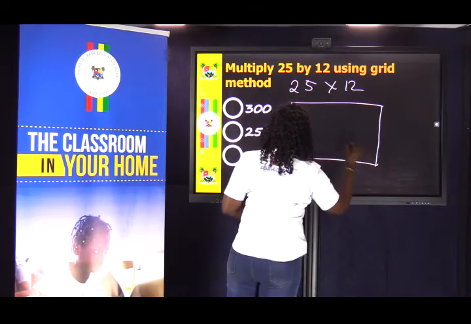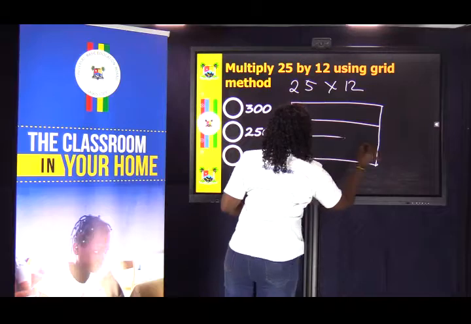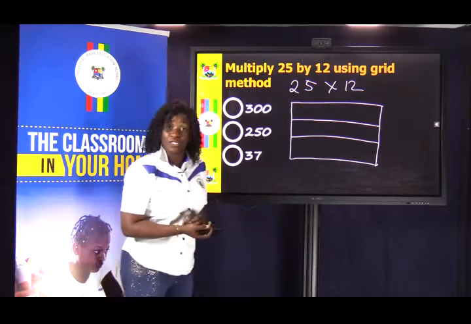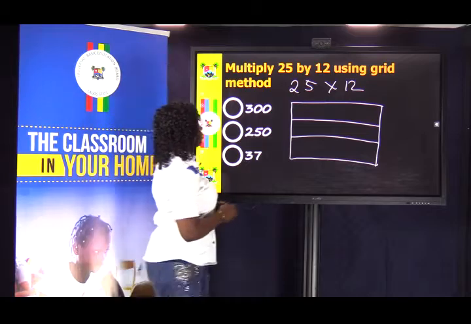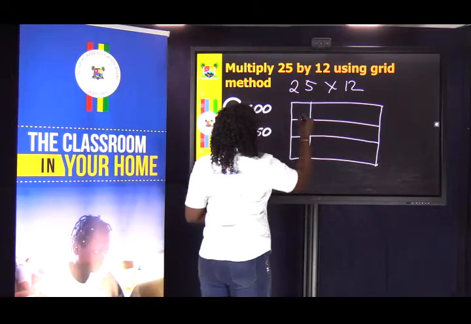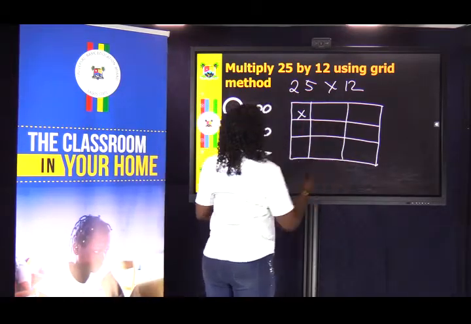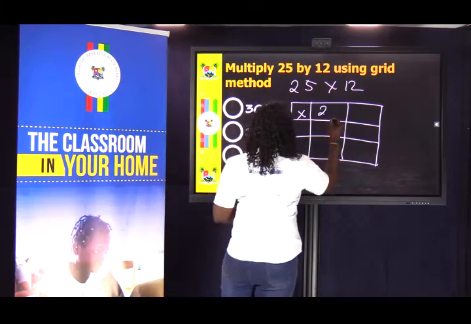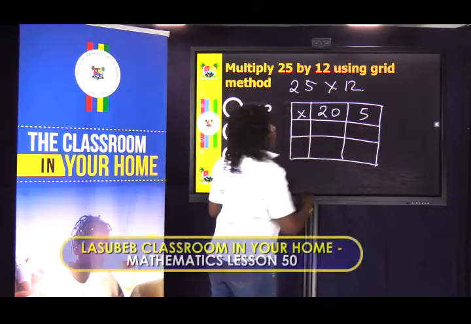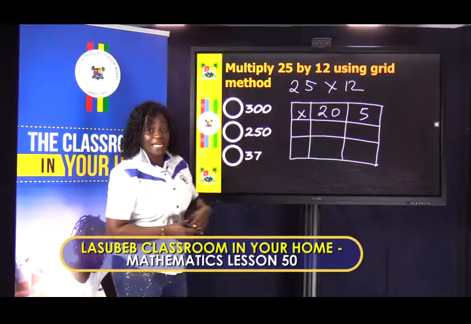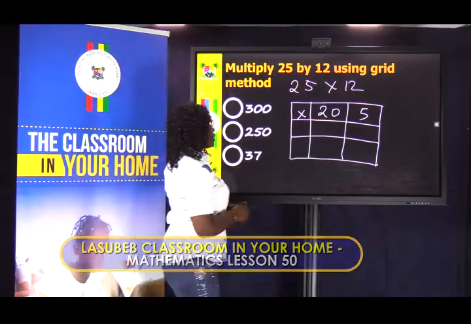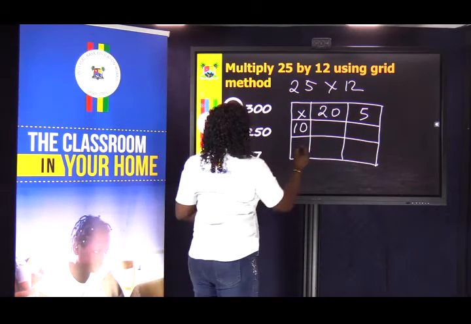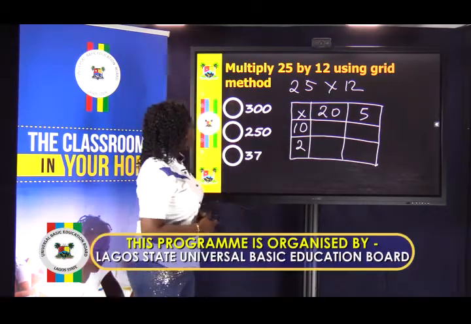This is multiplication of 2 digits by 2 digits number. Did you remember us doing it? So the first thing is to write the sign you are working with. Then you expand. We have 20 and 5. Remember, 2 digits by 2 digits number, so you also expand the number you are multiplying with. That is 10 and 2.